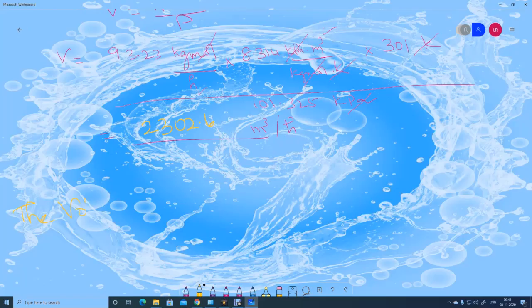The volumetric flow rate of fresh air at a given temperature and pressure is 230, we can round it off, okay, meter cube per hour.